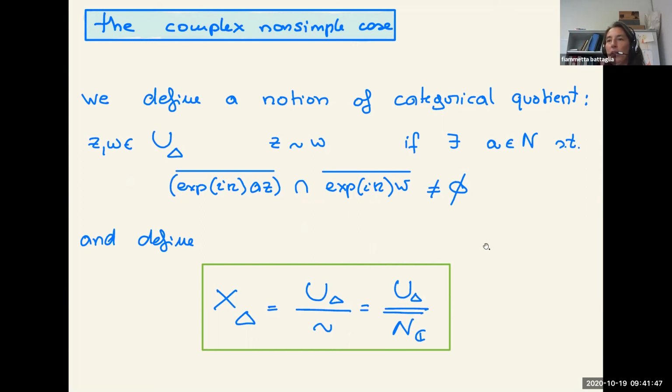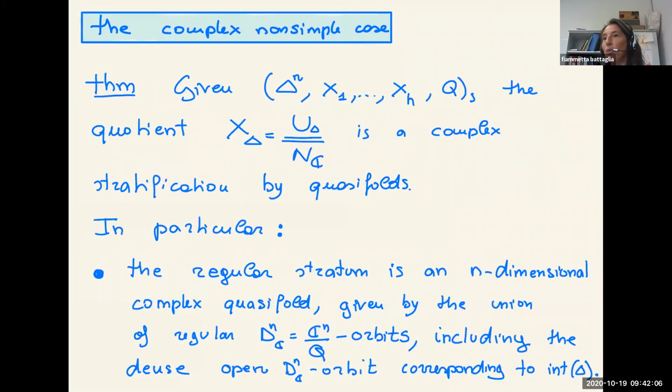Essentially, two points are equivalent if, modulo the n action, the closure of their x, pi, and orbits intersect. And this is also what happens in the rational case. So we get this quotient.